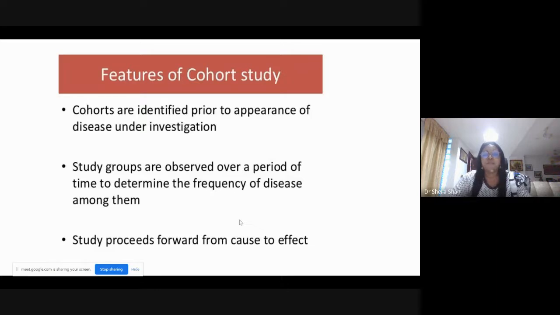So they are identified prior to the appearance of the disease under investigation. So you get the cohort before any problem. They don't have any problem. Study groups are observed over a period of time to determine the frequency of the disease among them, and the study proceeds from cause to effect. A very good example is your COVID-19.